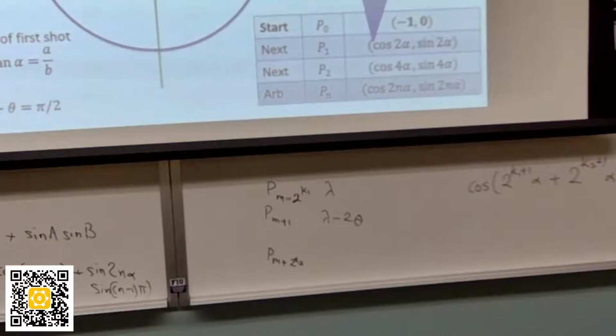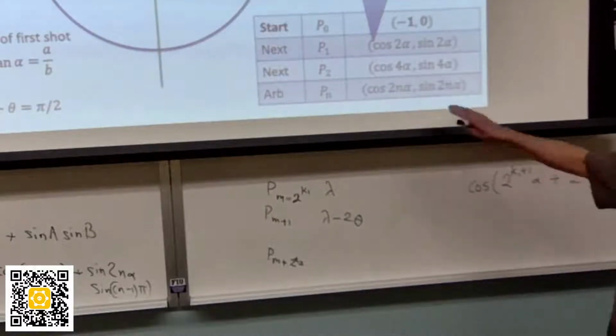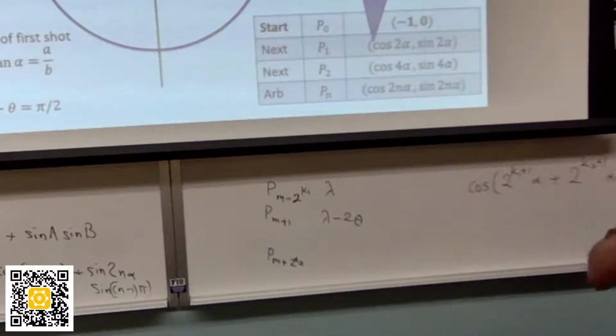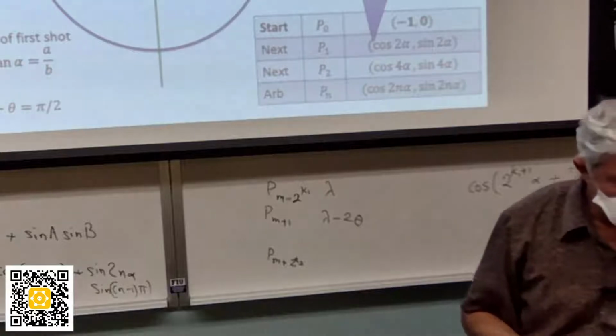Okay? Then you would have your final point, or actually the final polar angle. And once you have the polar angle, then everything else is somewhat simple. Okay?